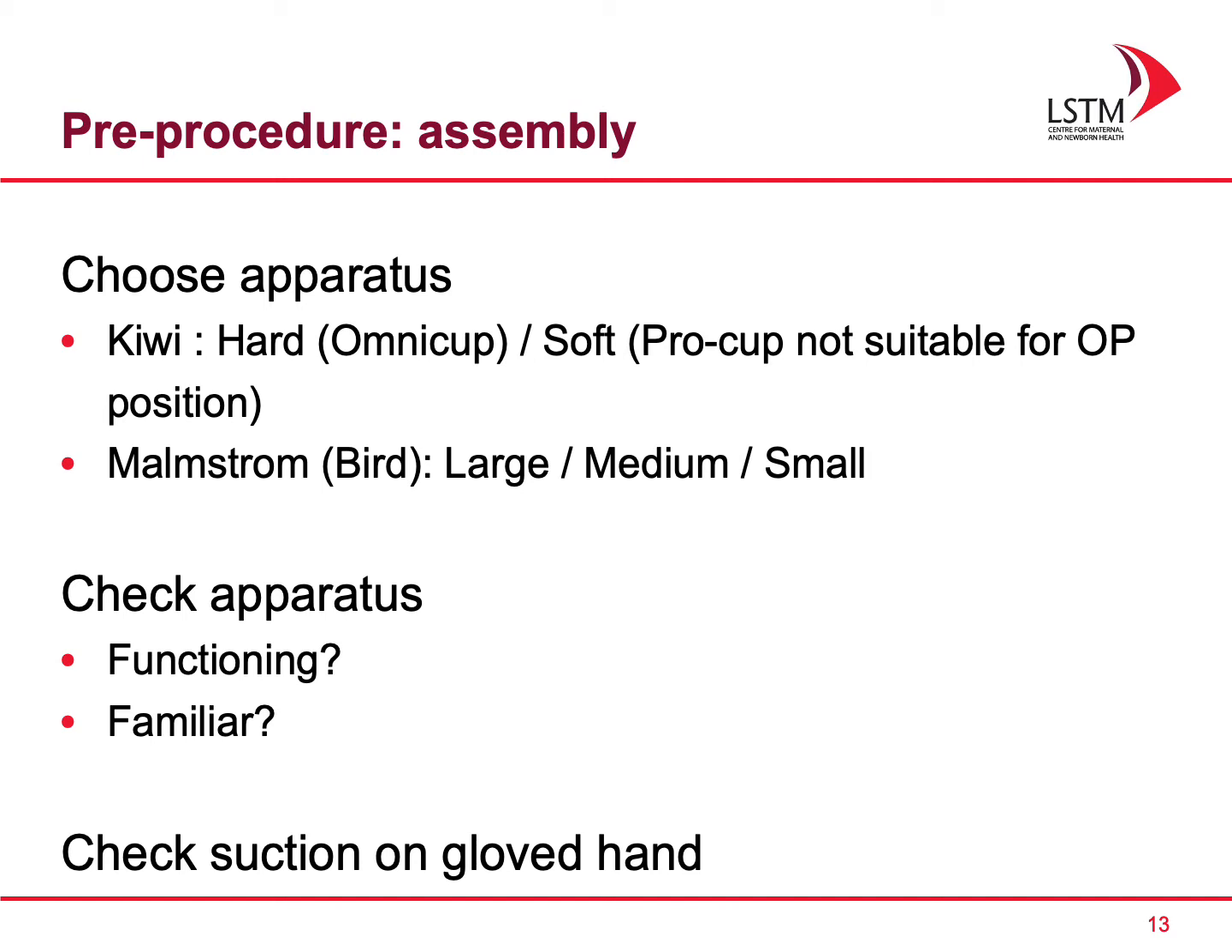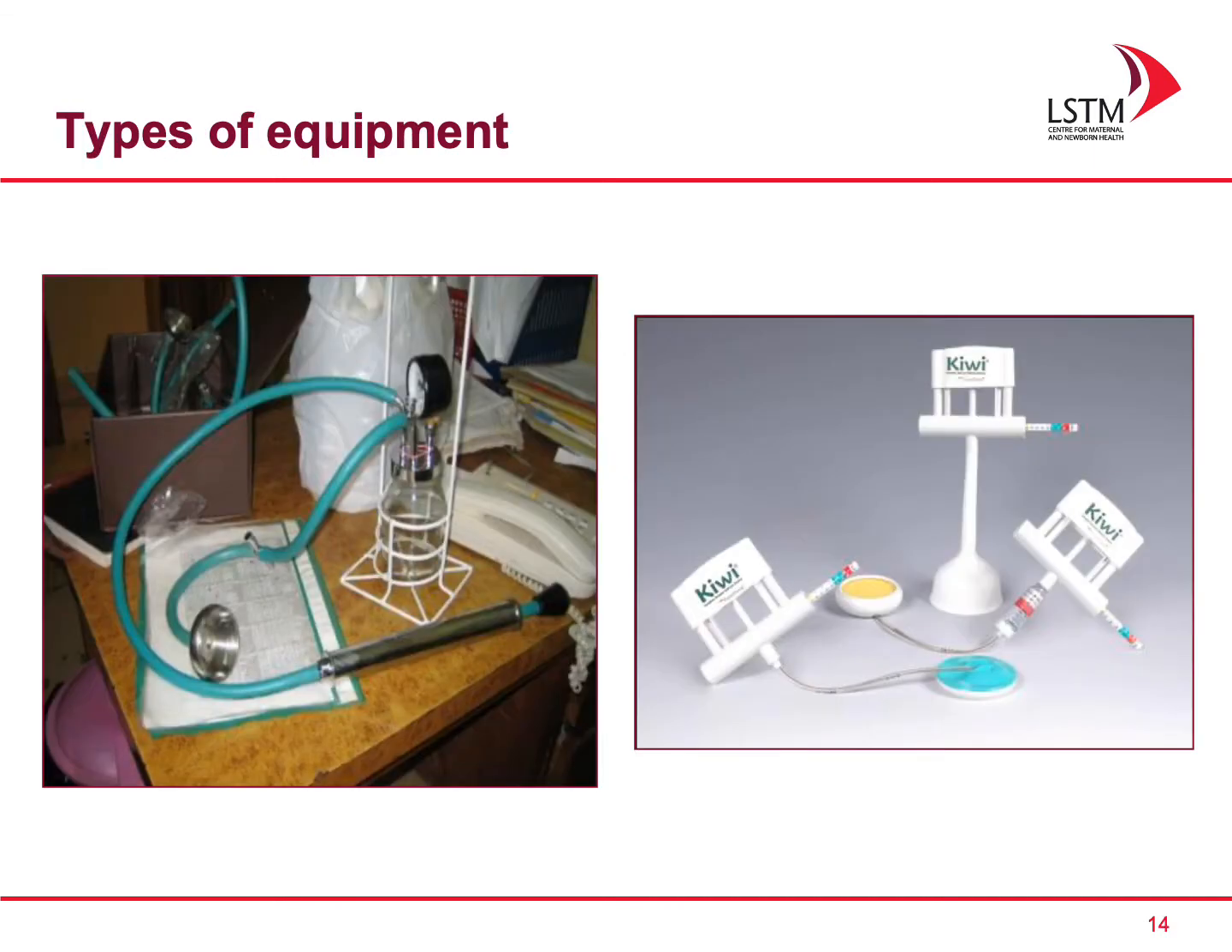There's the Malmstrom, which you'll also get to see. Make sure your apparatus is functioning, and of course you cannot use something that you're not familiar with. So it has to be something that you are familiar with. Checking suction on a gloved hand, again you'll get a chance to watch this and see how it's done. So the types of equipment I was talking about. On your left is your Malmstrom. Essentially needs 2 people to operate. And then on the right, those are your Kiwis, where you have the Kiwi Omni cup.